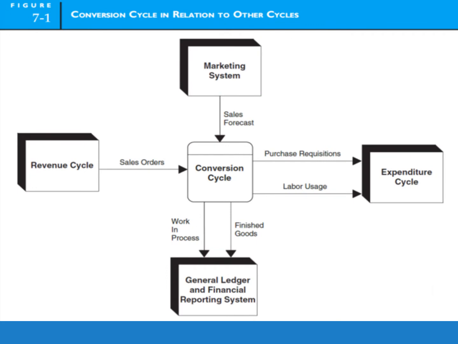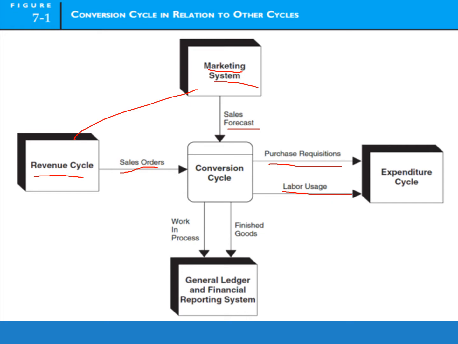Okay, here is also the same figure explaining the conversion cycle and its relationship with other cycles in a simple way. So the revenue cycle gives the sales order, and then the marketing system, if it is separate from the revenue cycle, then we will have the sales production, and then the expenditure cycle will give the purchasing, requisition, and labor usage.